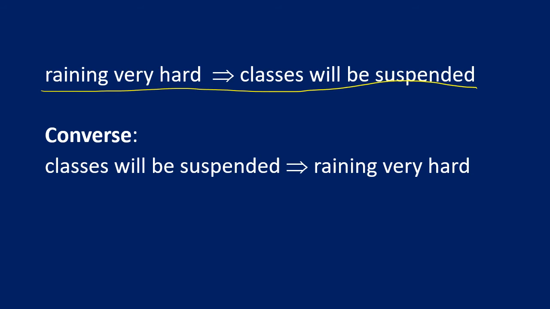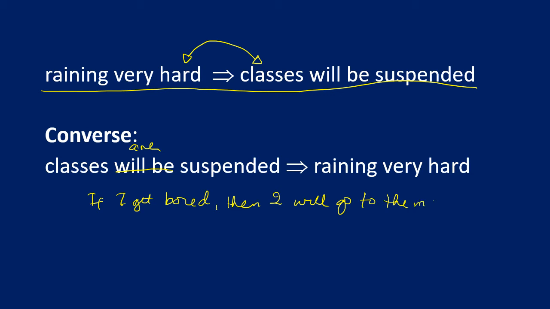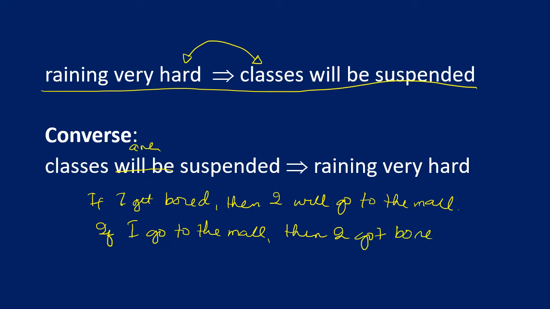Now, this is the original statement we had earlier. It's raining very hard, then classes will be suspended. How do you form the converse? You just interchange the hypothesis and the conclusion. So, if classes are suspended, then it must be raining very hard. That is the converse of that statement. Understand? Another example, let's say if I get bored, then I will go to the mall. What is the converse of that statement? If I go to the mall, then I got bored, right? Okay.